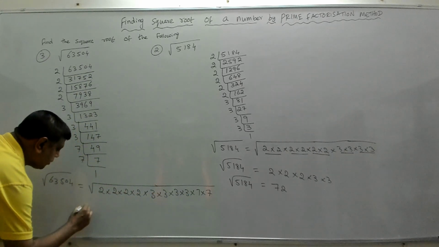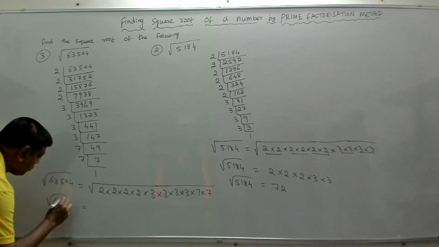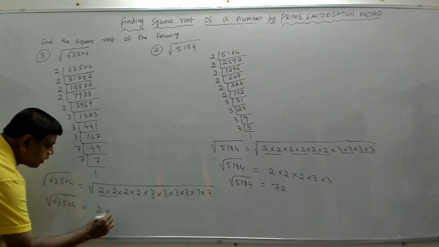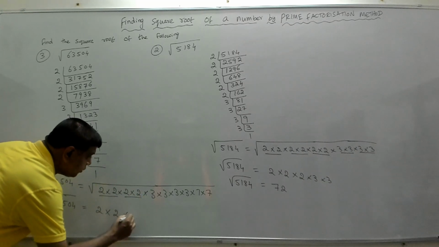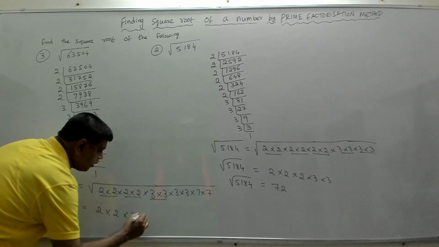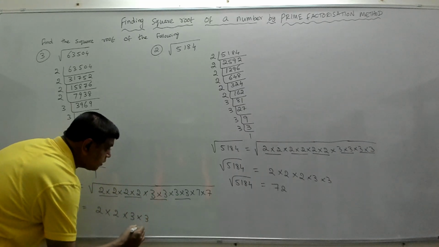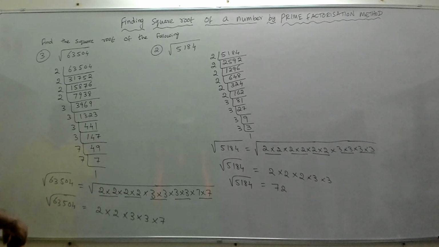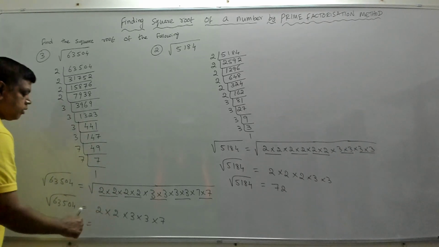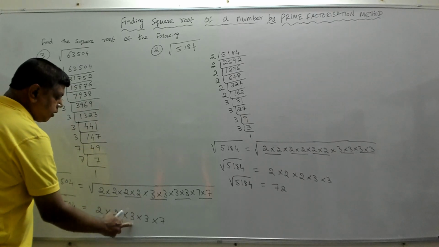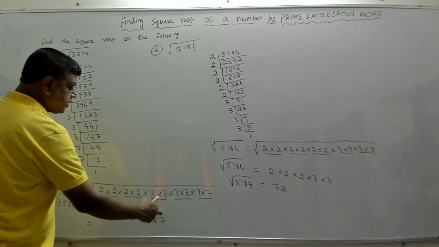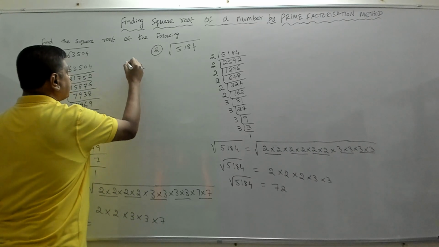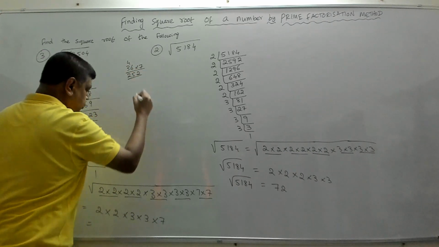Now this is the square root of 63504. Whenever there are 2 twos, we should write 1 two. So for 2 twos, 1 two, into for 2 threes, 1 three, into again for 2 threes, only 1 three. Again for 2 sevens we should write only 1 seven. Now we have to multiply all this. If you multiply all this, what do we get? 2 twos are 4, 4 threes are 12, 12 threes are 36, 36 into 7. So what is 36 into 7? 42, carry 4, 21, 25. So 252.